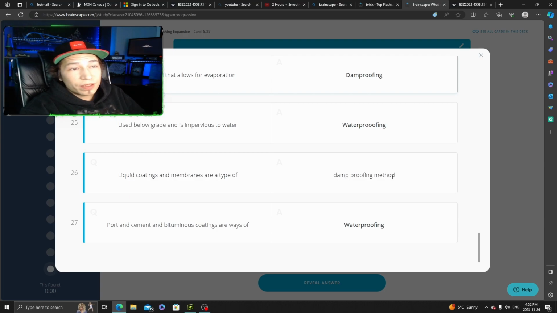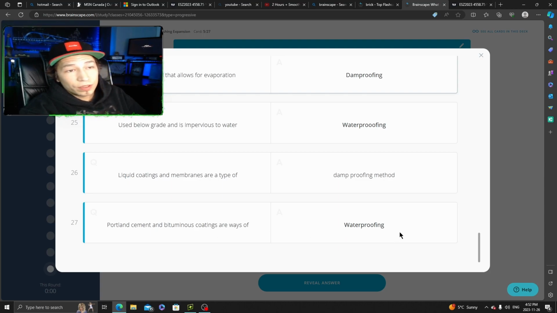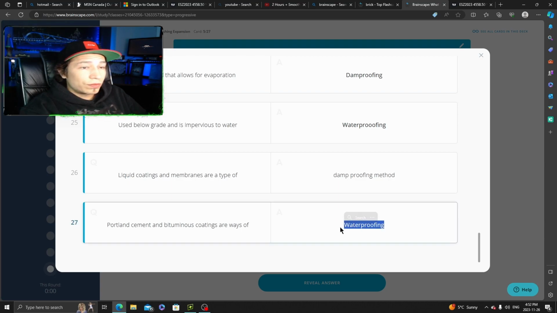Damp proofing methods are liquid coatings and membranes. Waterproofing: Portland cement and bituminous coatings are ways of waterproofing. So for waterproofing, Portland cement and bituminous coatings.